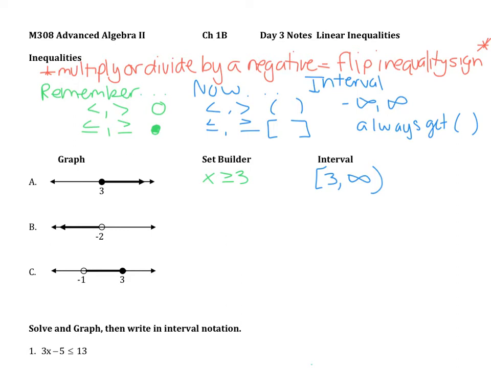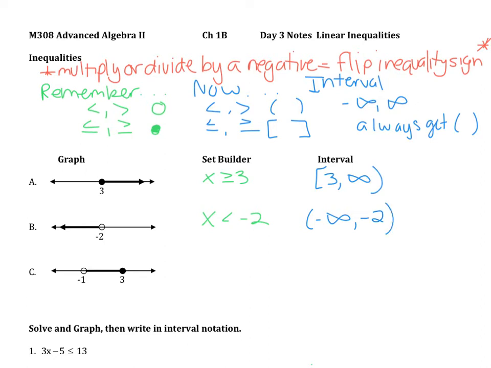Okay, the second one has an arrow going to the left with an open dot. So you would write this before as x is less than negative 2. Now, you actually have to think left to right. So way left over here is negative infinity, which gets a parenthesis, and we're going to the right until we get to negative 2. And that should finish with a parenthesis as well because it's an open dot.